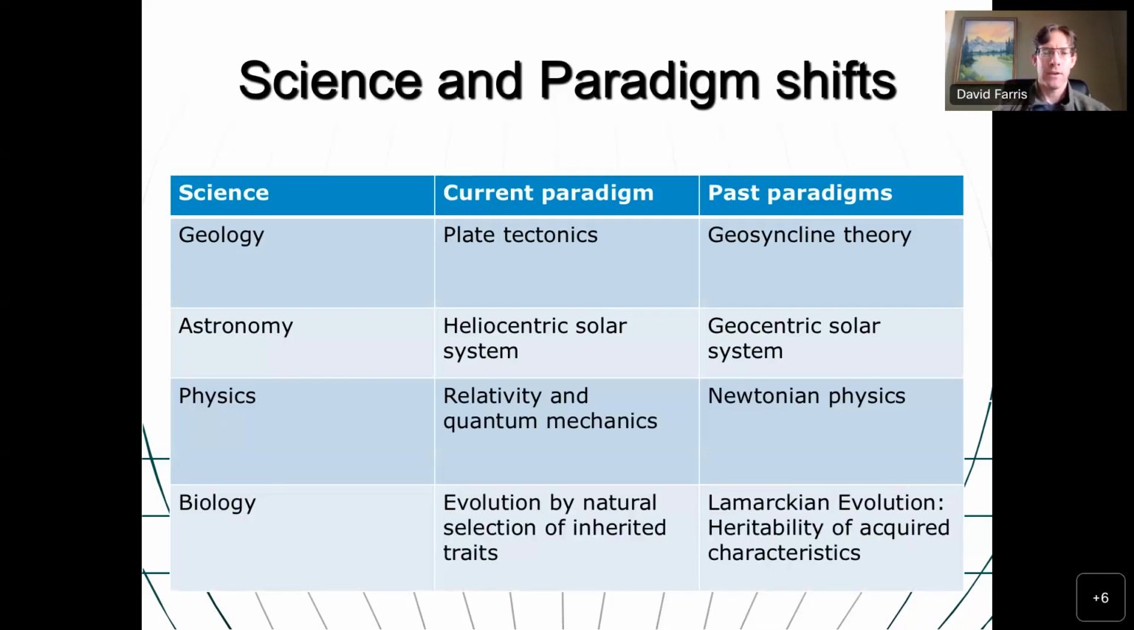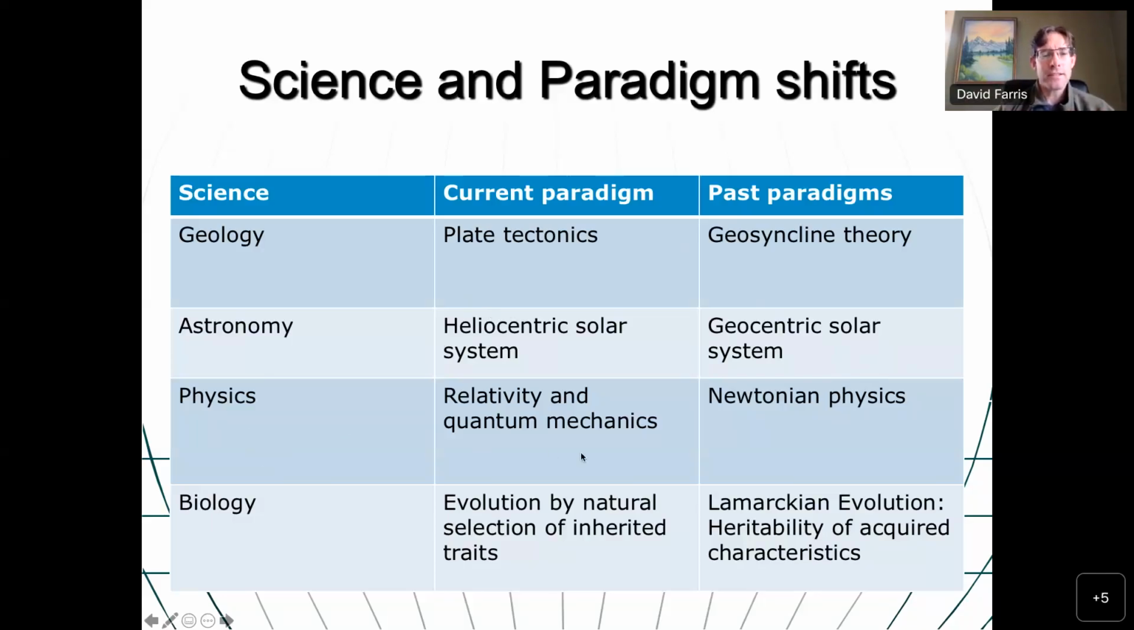In the past, and really not that long ago, say 50, 60 years ago, we had a different scientific paradigm known as geosyncline theory. This is primarily that mountain belts move up and down, but didn't have really big lateral movements in them. In astronomy, if you go back to the beginning of modern science, we had this debate on the heliocentric solar system, which is the idea that the sun is at the center of our solar system, versus a geocentric solar system, which is the idea that the Earth is at the center of our solar system.